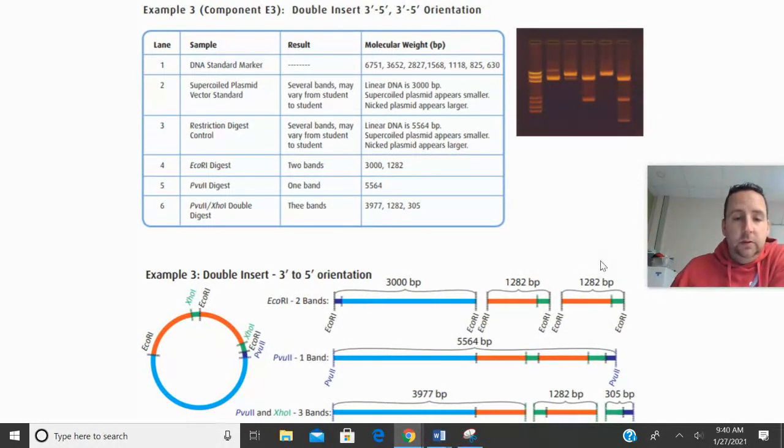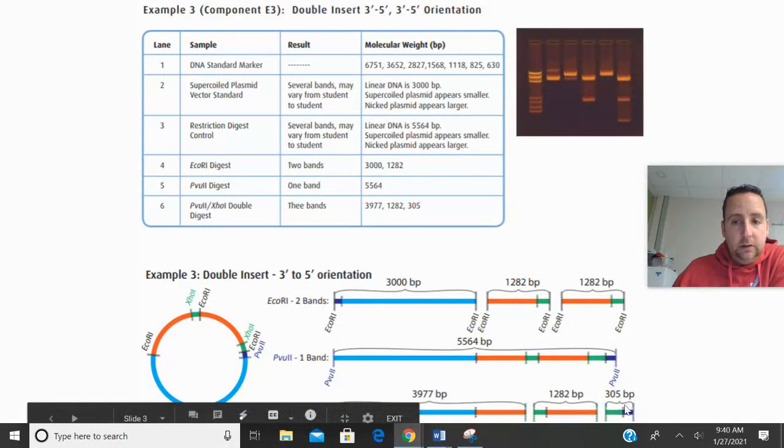But also, the other thing is you will see that the sixth lane looks much different too, right? Since you have two insertions, you're also going to have multiple cuts here. So you're also going to have this extra 1282 because PvuII is going to cut here. PvuII only cuts in the plasmid, right? So you still just have that one cut, but the XhoI cuts twice. So you have this one segment that's really long, then you have one that's exactly the length of the gene from XhoI to XhoI, and then this other short one. And so that's why you'd see 3 bands in that situation.